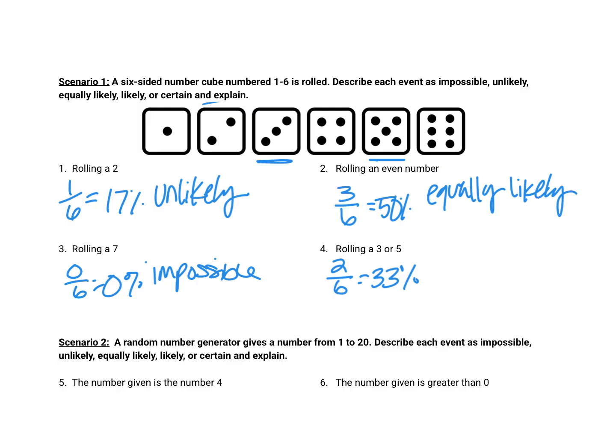And again, 33% falls in between impossible and equally likely. So this would be considered unlikely. Now I know that it is a little bit more likely than number 1 when we said we were rolling a 2, but it would still be considered unlikely here since it is below that 50% mark.